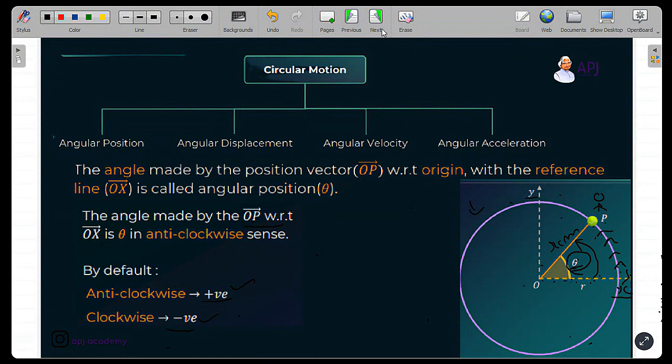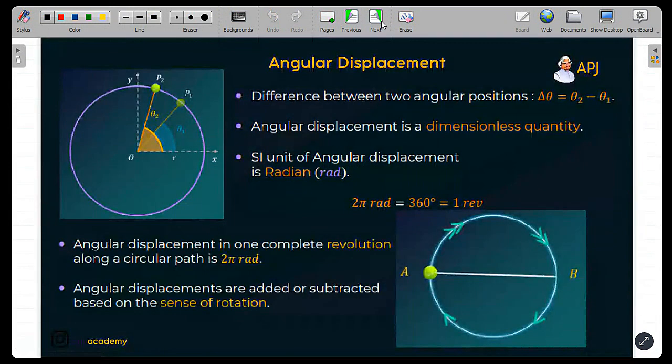Now I think we can move to angular displacement. Angular displacement: difference between the two angular positions, theta 2 minus theta 1. Angular displacement is a dimensionless quantity. SI unit of angular displacement is radian. Angular displacement is one complete revolution along a circular path. Angular displacements are added or subtracted based on the sense of rotation. Many things are written here about angular displacement.